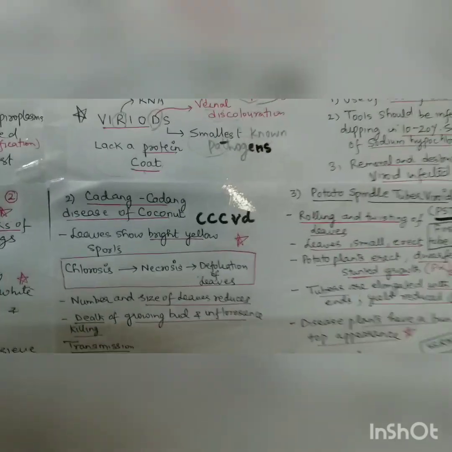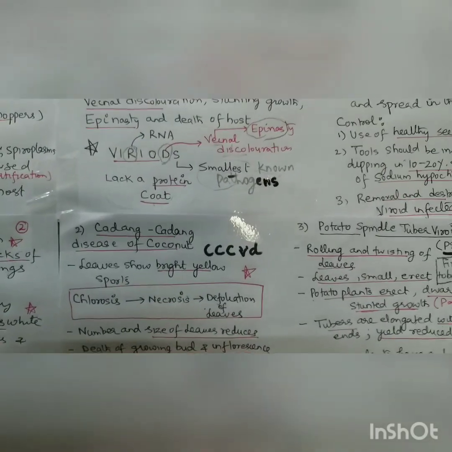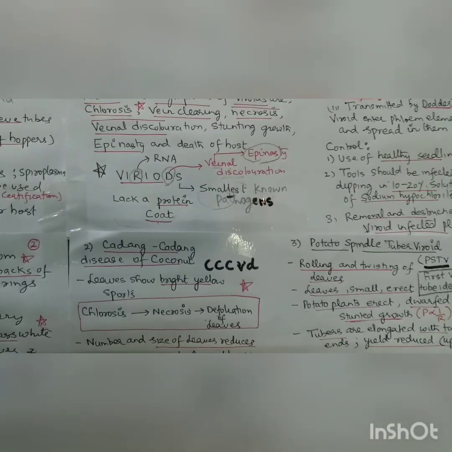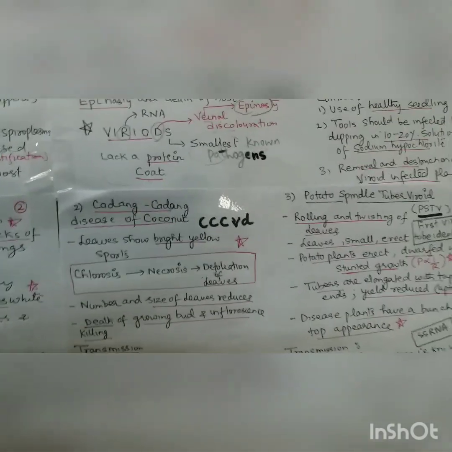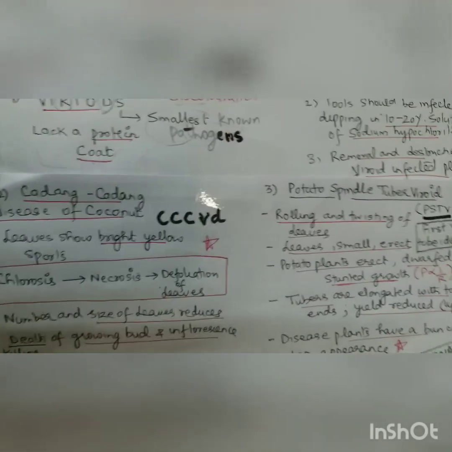Now we are coming to the next disease, that is the cadang-cadang disease of coconut. And this cadang-cadang disease of coconut is basically caused by the CCCVd. Okay?